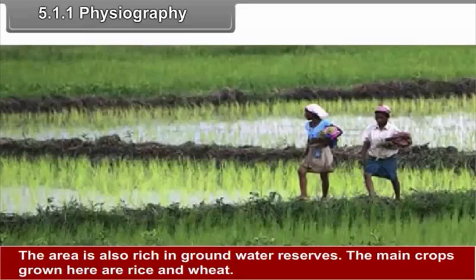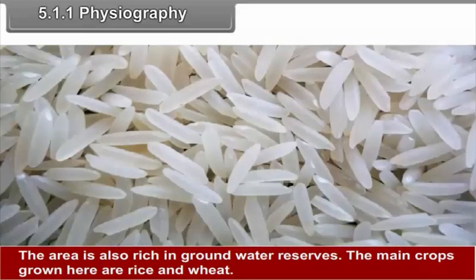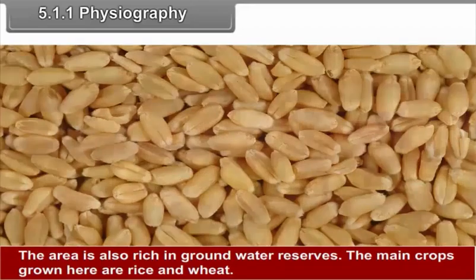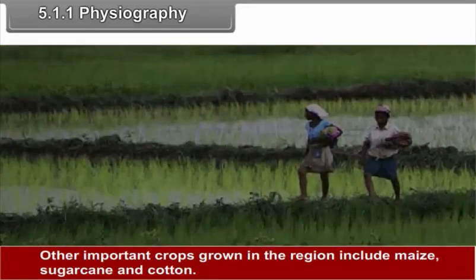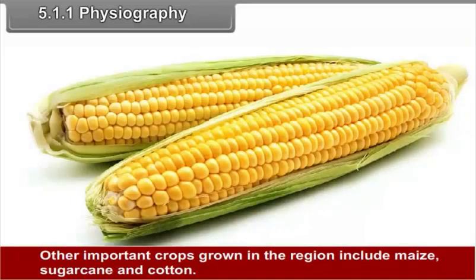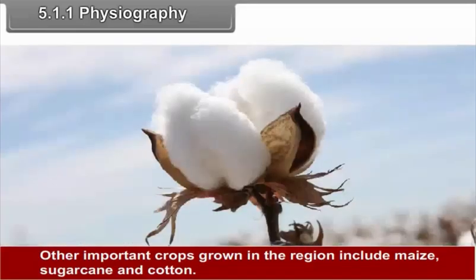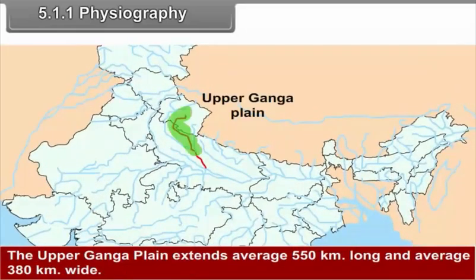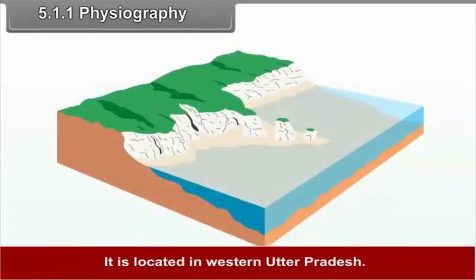The main crops grown here are rice and wheat. Other important crops grown in the region include maize, sugarcane and cotton. The Upper Ganga Plain extends an average of 550 km long and 380 km wide. It is located in western Uttar Pradesh.